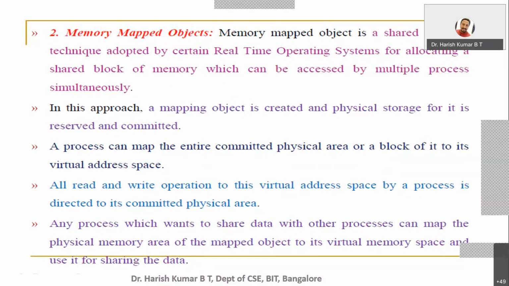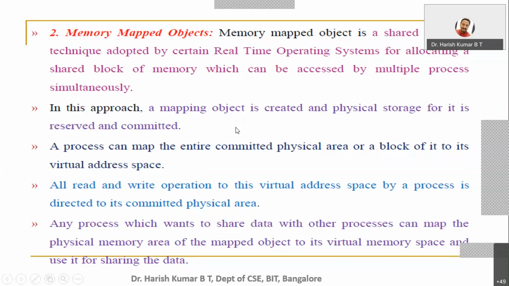The other way of communicating through shared memory is memory mapped objects. A memory mapped object is again a shared memory technique, widely used in real-time operating systems for allocating a shared block of memory, which can be accessed by numerous processes for simultaneous communication. This technique is widely used in the real-time operating system for allocating the shared block of memory and making multiple processes communicate simultaneously.